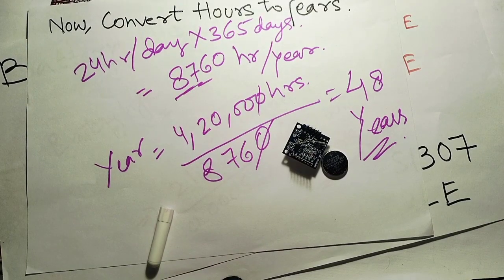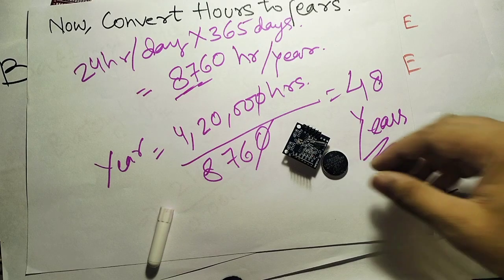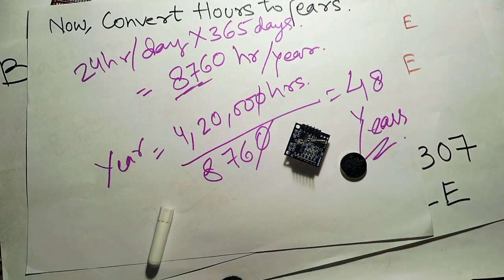I hope you guys have understood these formulas, how to calculate the battery life of this battery if we use these modules. We are using a single module, so that's why it is 48 years of battery life. If we have multiple components, then definitely the years will decrease because of the consumption of the modules.